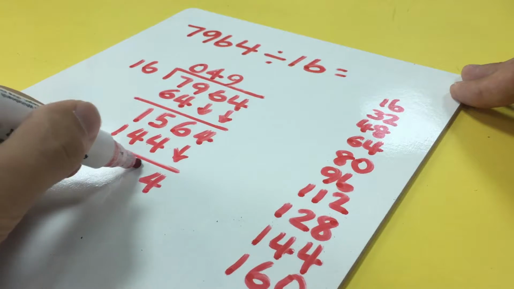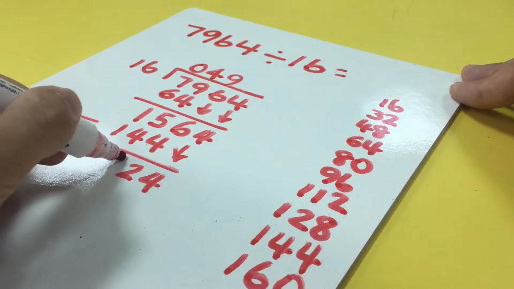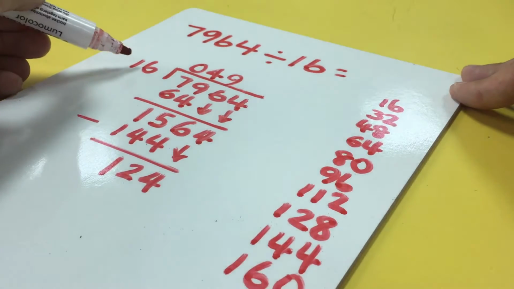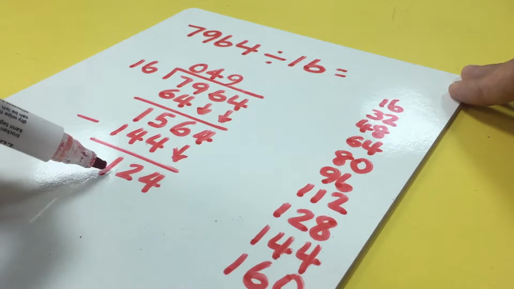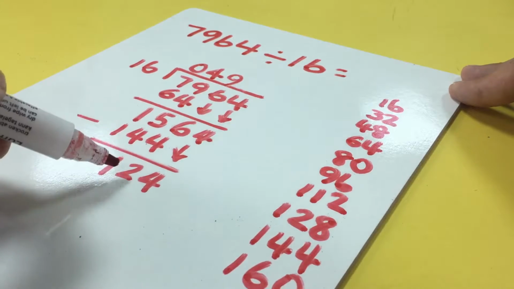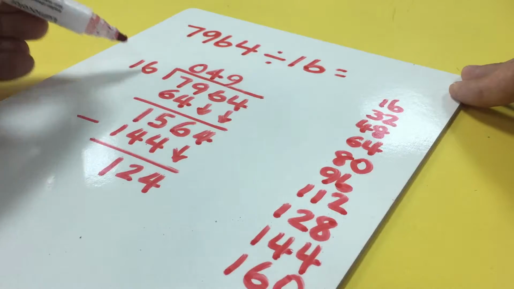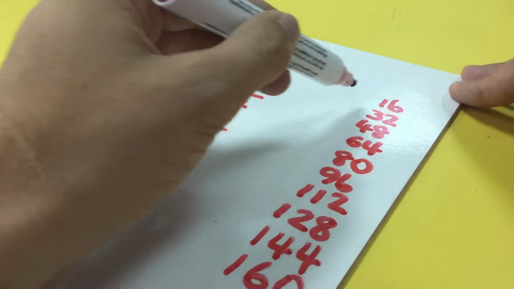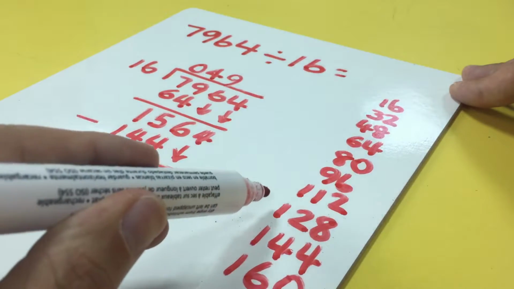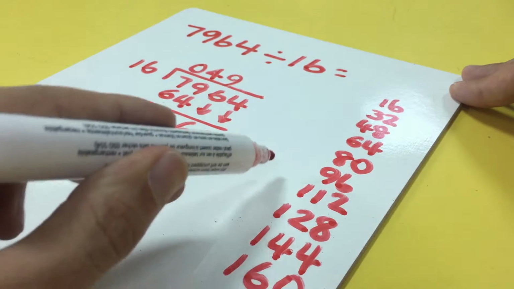6 take away 4 is 2. 5 take away 4 is 1. Now we have to go back again. 16 into 1, we can't do. 16 into 12, we can't do. 16 into 124, well, let's go down our list. 128's there, but it's too much, so we have to go back.